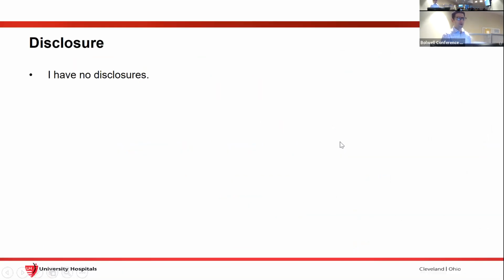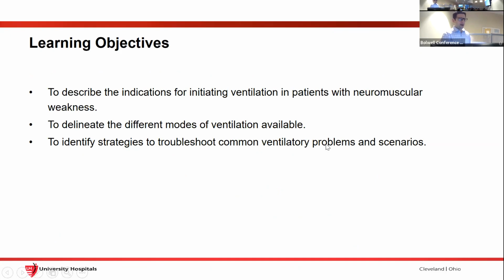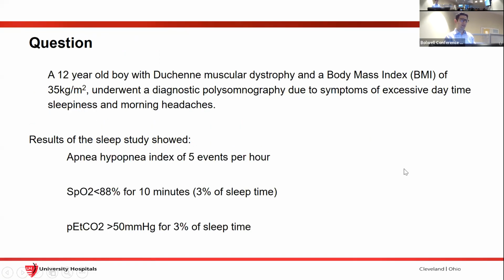I have no disclosures. Our learning objectives for today will be to describe the indications for initiating ventilation in patients with neuromuscular weakness, to delineate the different modes of ventilation available, and then to identify strategies to troubleshoot common ventilatory problems that may come up with non-invasive ventilation.